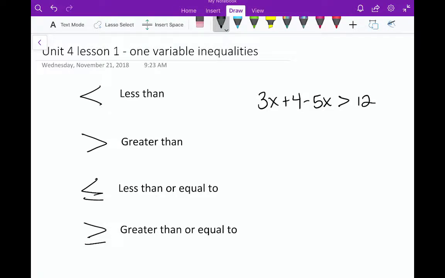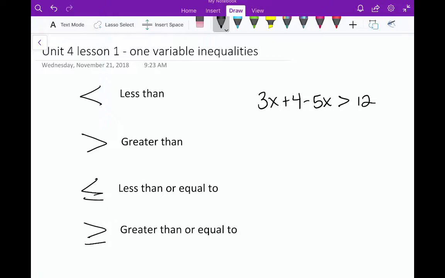In this video, we're going to look at one variable inequalities. In order to do that, we need to first review the inequality symbols, which are less than, greater than, less than or equal to, and greater than or equal to. You need to make sure you know the difference in these very clearly and that you don't get them confused.